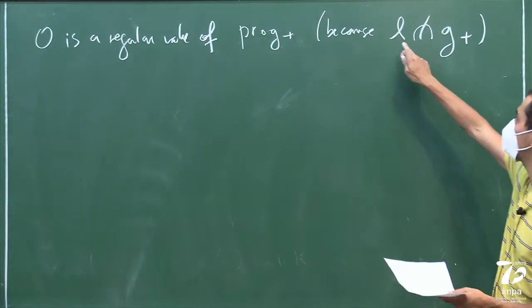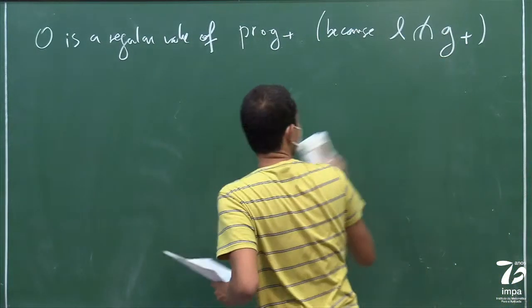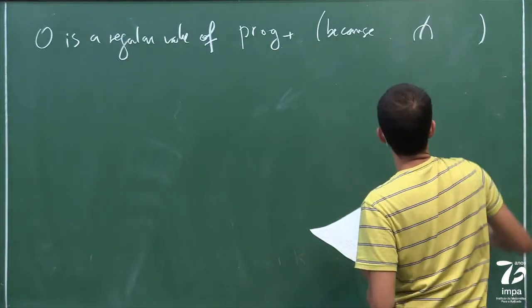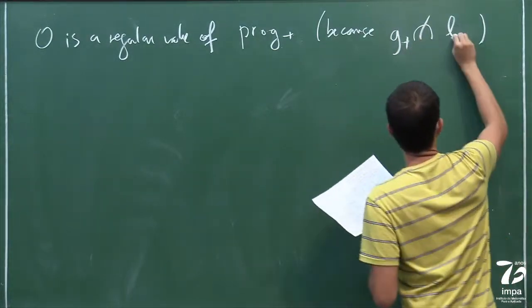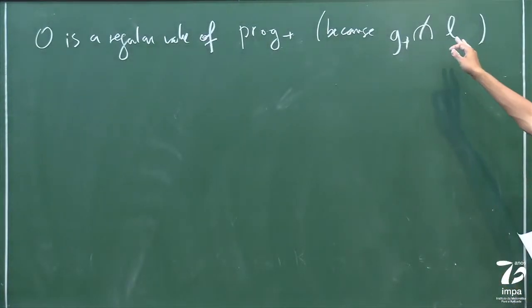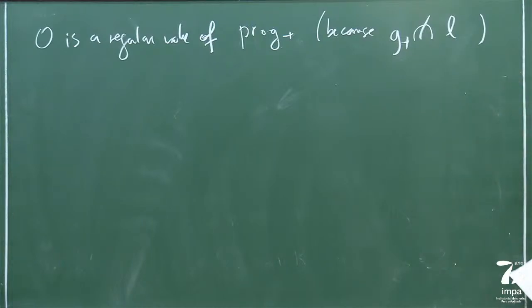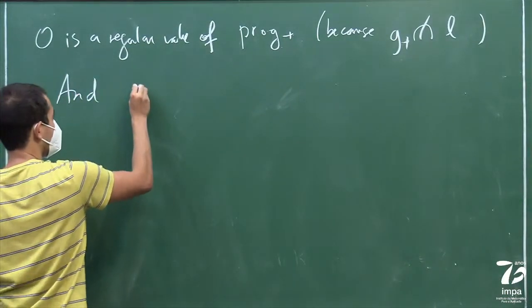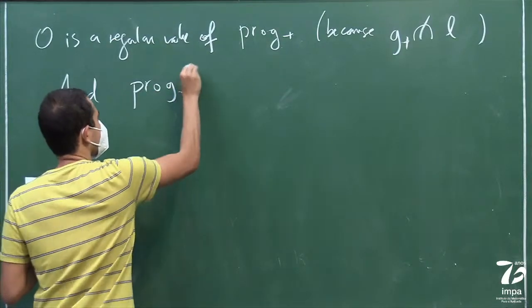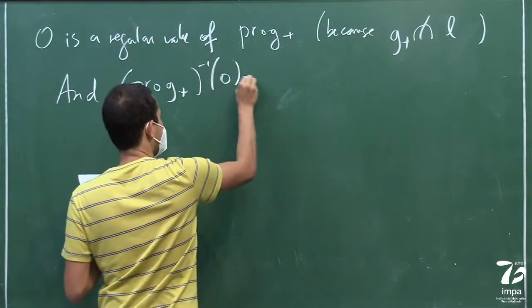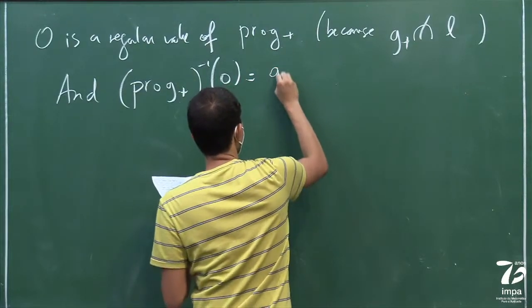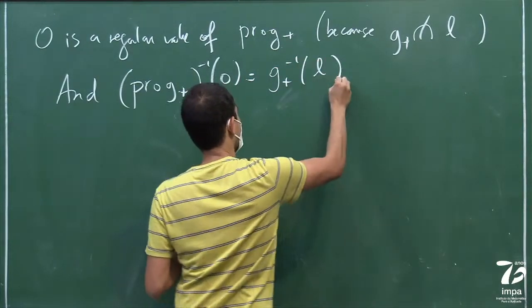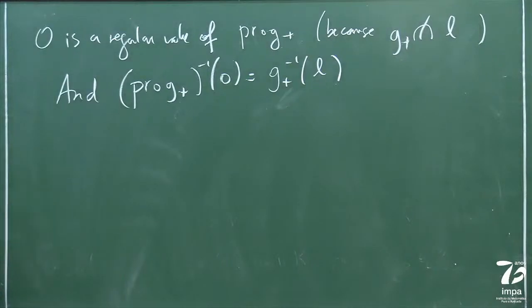Like being transverse to something. Actually, we usually write it the other way around: the function is transverse to the submanifold. It means that when you take the projection to a complement, in particular the orthogonal complement, 0 is going to be a regular value. And when you look at the preimage of 0, that is equal to the preimage of L by this g plus.